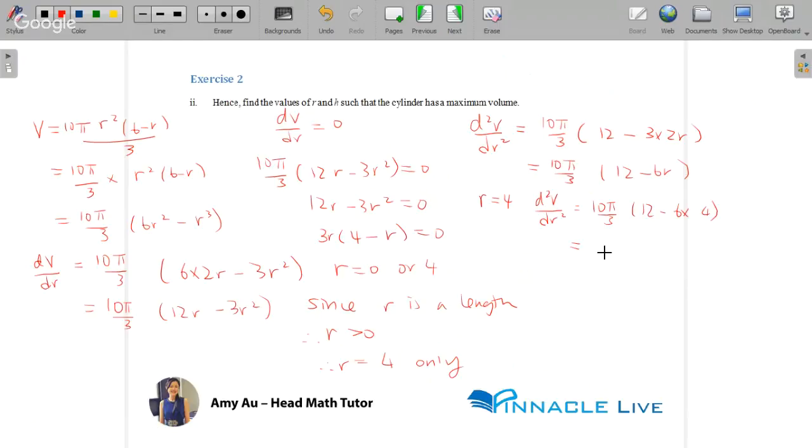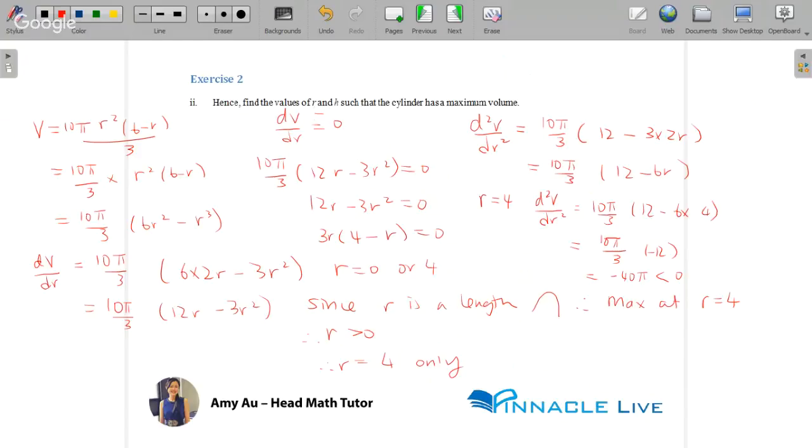All right, so that should get us minus 12 in that bracket, which simplifies to minus 40 pi. Okay, key point being it's negative. So negative means concave down. So we have a maximum. R equals 4.